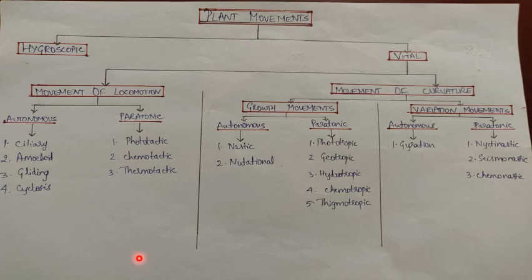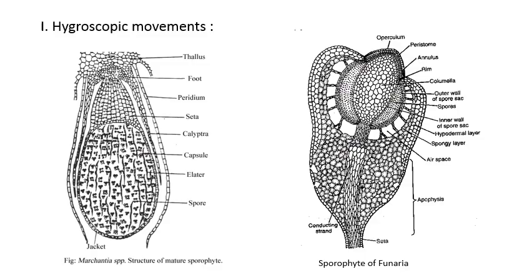So coming to plant movements, these are of two types. One is hygroscopic and the second one is vital. First, coming to hygroscopic movement: it is the response of the cell wall to the moisture content of the atmosphere.